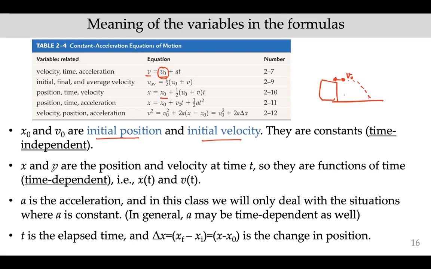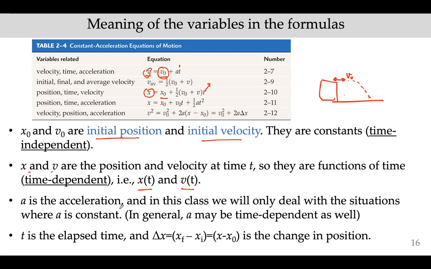What about x and v? There is x here, there is v here. They are position and velocity at time t. So they are functions of time, and by definition, they are time dependent. You can think of them as x of t or v of t. You can see that as time proceeds, the x and v will change because they are time dependent.